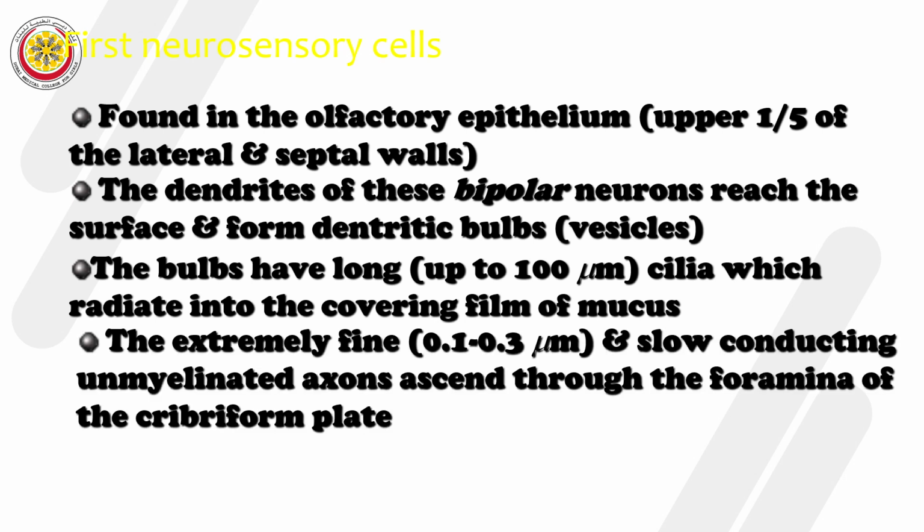And these bulbs have very long cilia, up to 100 micrometers, which radiate into the covering film of mucus. You know that the mucous membrane is covered with a thin film of mucus. Embedded in that mucus are the cilia. So we have a dendritic end with a bulb, and in that bulb there are cilia. These cilia are embedded into the mucus film.